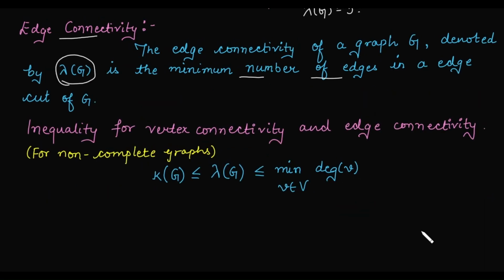Next, we have a result for the relationship between vertex connectivity and edge connectivity, for non-complete graphs. Why are we working with non-complete graphs? Because we have studied that a complete graph is non-separable. Therefore, this inequality is only for non-complete graphs. It says that the vertex connectivity of a graph is always less than or equal to the edge connectivity of the graph, which is further less than or equal to the minimum degree of a vertex in that graph.